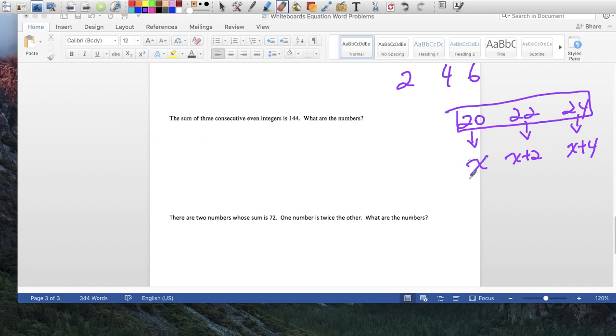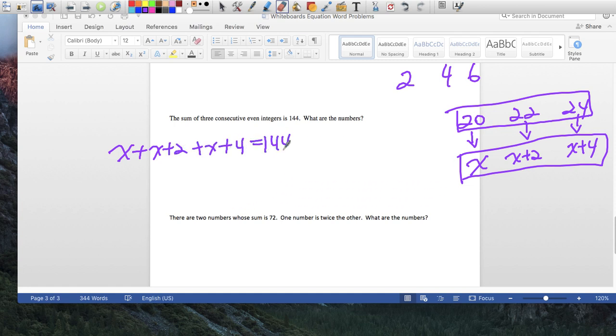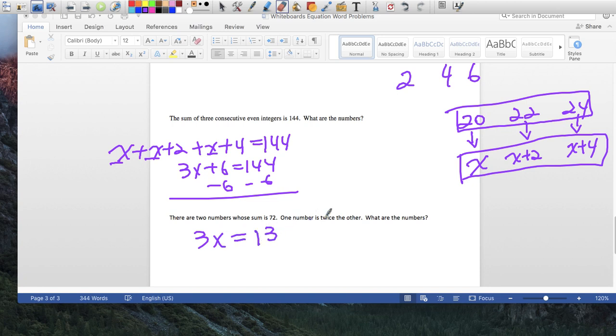So I want to add 3 consecutive even integers. Could have been 40, 42, 44. It could be 68, 70, 72, whose sum is 144. Now that I know how to represent them, I can write x plus x plus 2 plus x plus 4, and all that has to equal 144. Again, combine like terms, I get 3x. 2 plus 4 is 6 equals 144. Minus 6 on both sides, and we'll see how simple this gets. 3x equals 138. Yeah, 138. Divide both sides by 3, and 138 divided by 3 equals 46.